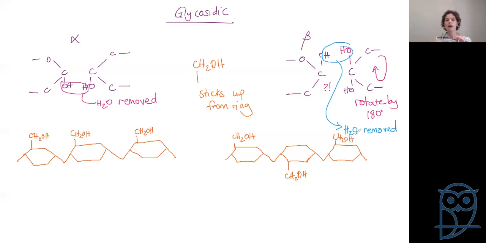So as we go down our polymer that's made with beta glucose, we're going to have one above the ring, next one below the ring, next one above, next one below. So we're sticking out in both directions.